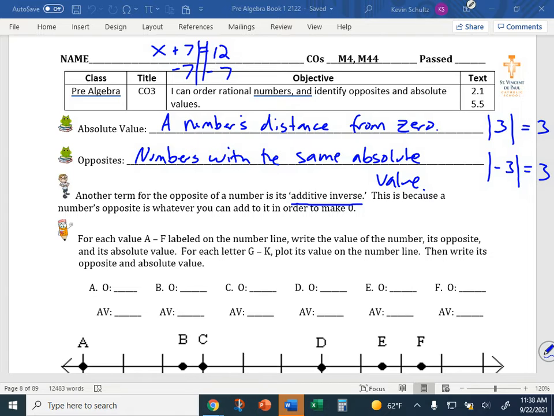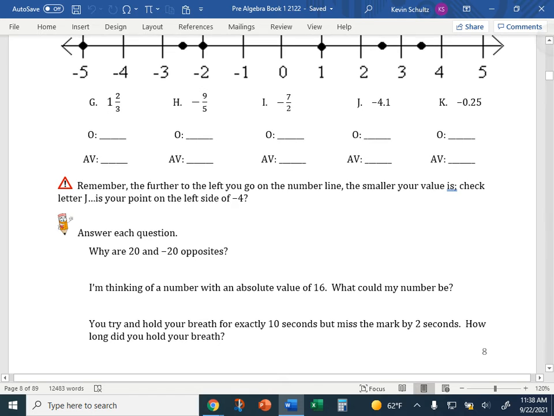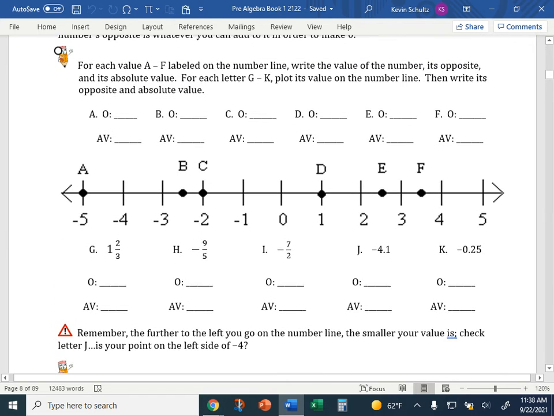So going on down to your work today, your task today, this number line here. The first set of directions says, for each value a through f labeled on the number line, so that's all given for you here, write the value of the number, what it actually is, its opposite, and its absolute value. And then g through k down below here, not plotted on the number line. You need to plot them and then write its opposite and absolute value as well.